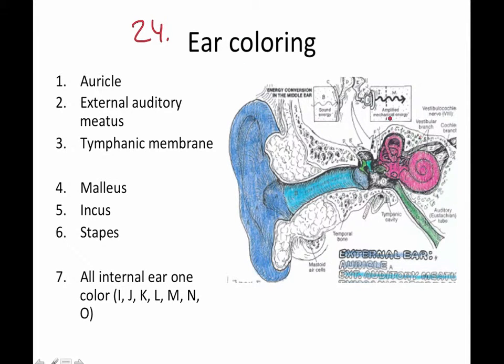But before we get started, I would like you to color each part of the ear, which I colored over here. So you have the auricle, the external auditory meatus, the tympanic membrane. Then you have each of the three bones. We have the malleus, the incus, and the stapes. And then I would like you to color the internal ear, all one color. So we're going to start going pretty quick through each of these.